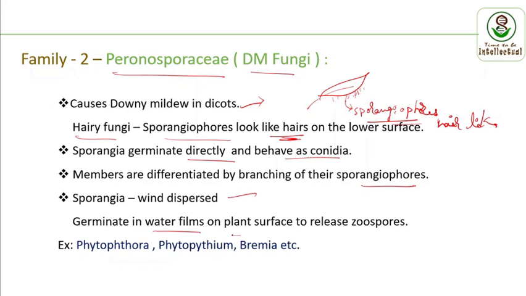They germinate in water films on the plant surface and release zoospores. For these downy mildew diseases, if there is the occurrence of water, then they go for the release of zoospores and they germinate and the disease goes on increasing. This is also one of the things we have to remember while managing. The common examples are Phytophthora, Pythium, Bremia, etc. Let's discuss the life cycles of the diseases, and then we shall discuss the genera and their life cycles and behaviors. At that time, these are just the characteristics.